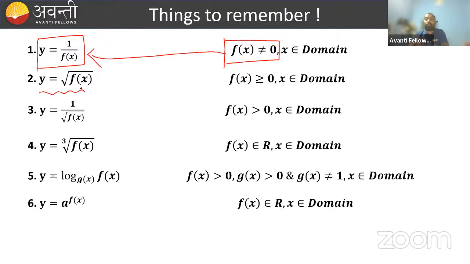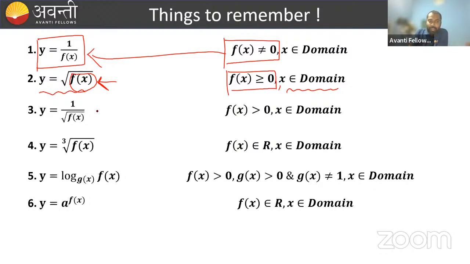Similarly, y is equal to under root of some function. For this function to be defined, f of x must be greater than or equal to 0. Whatever is inside the under root must be greater than or equal to 0. Clear, everyone? By solving this inequality, the solution set you get will represent the domain of the given function.